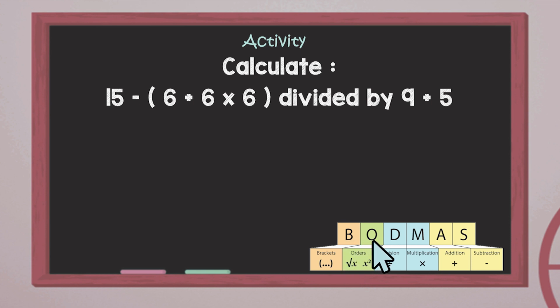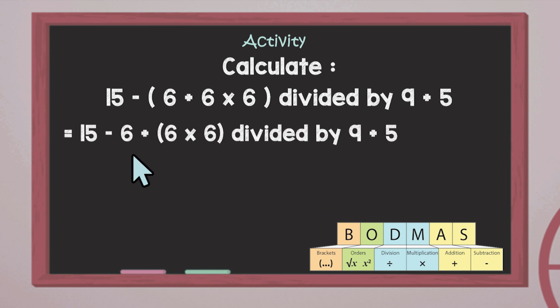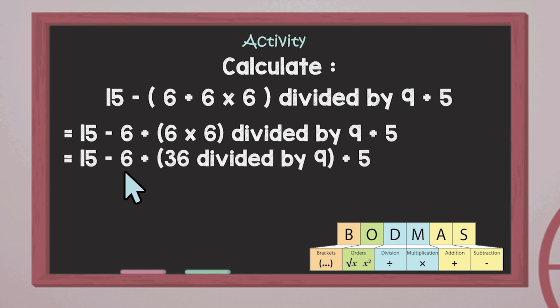Brackets, order, division, multiplication, addition, and subtraction. 15 minus 6 plus, open brackets, 6 times 6, close brackets. We bracketed that off because we are working with multiplication now. Divided by 9 plus 5. Next line: 15 minus 6 plus 6 sixes will give us 36. Divided by 9 plus 5.